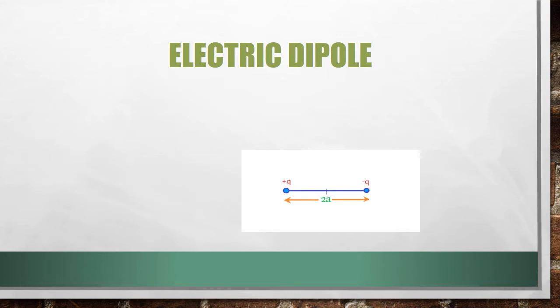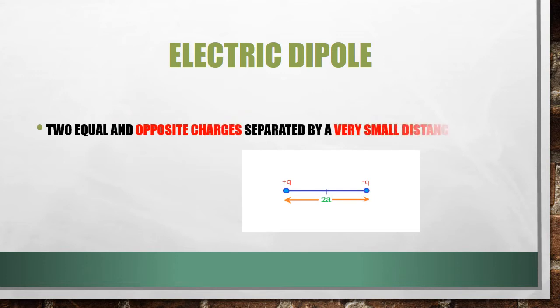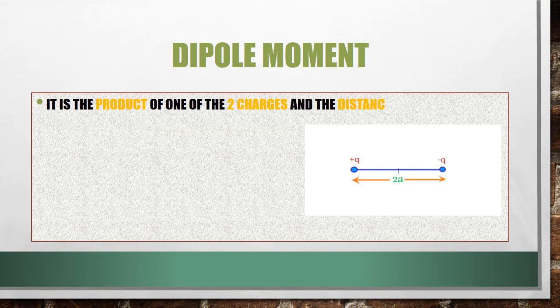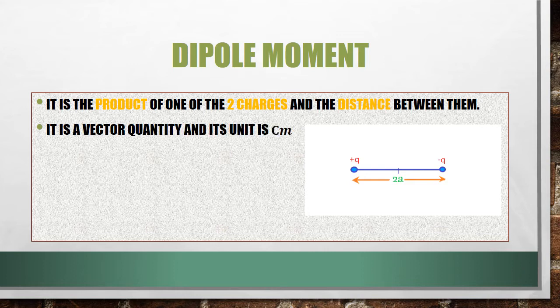Now we see what is electric dipole. Two equal and opposite charges separated by a very small distance form an electric dipole. What is dipole moment? It is the product of one of the two charges and the distance between them. It is a vector quantity and its direction is from negative charge to positive charge along the axis of the dipole, and the unit is coulomb meter. So we can write the dipole moment p equals Q into 2a, where 2a is the length of the dipole.